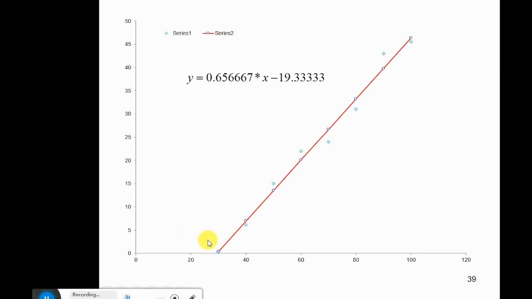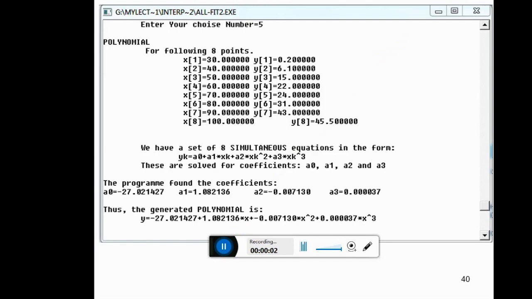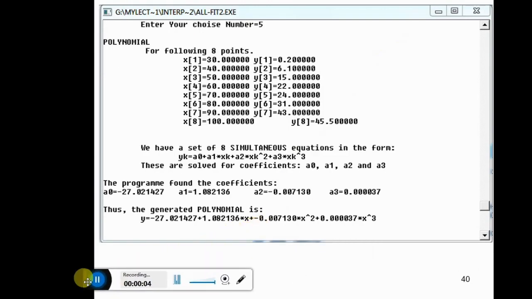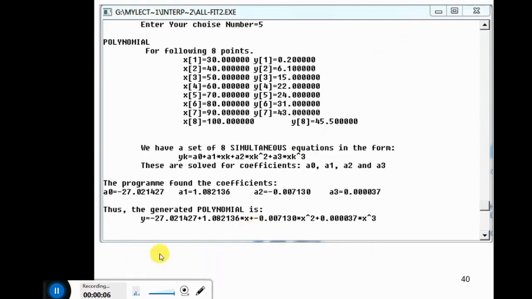This can be a continuous line because we have an equation and we can generate as many points as we like, that makes it fit into a perfect line. So friends, we have found the line, and now the same data which we have already entered can be used for another kind of equation, that is a polynomial.